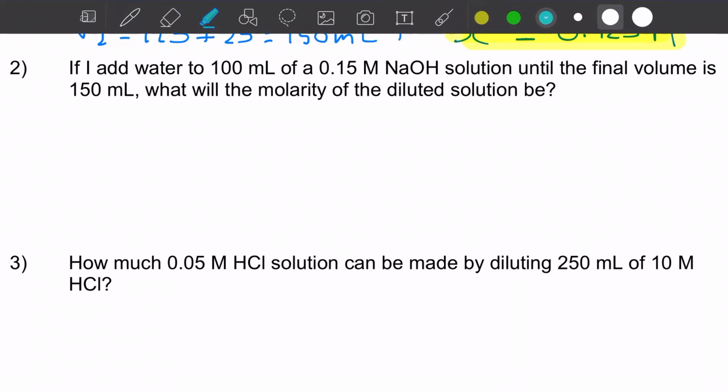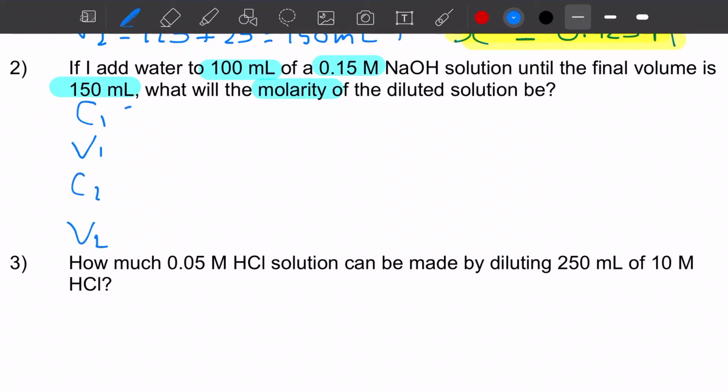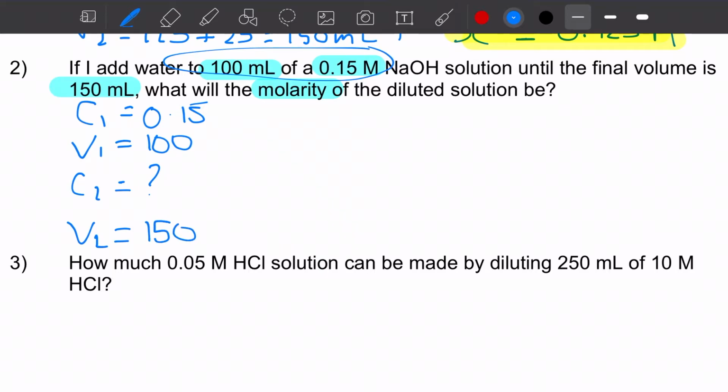We're going to grab our highlighter and read through the question, highlighting anything important. So if I add water to 100 mils of 0.15 molar sodium hydroxide solution until the final volume is 150 mils, what will the molarity of the solution be? So that's what we're finding. Again, C1, V1, C2, V2, and we're going to write down the information we know. We're trying to find concentration 2, so we don't know that one. The start concentration is 0.15 and the start volume is 100 mils. And the final volume we know is going to be 150 mils because it tells us that.